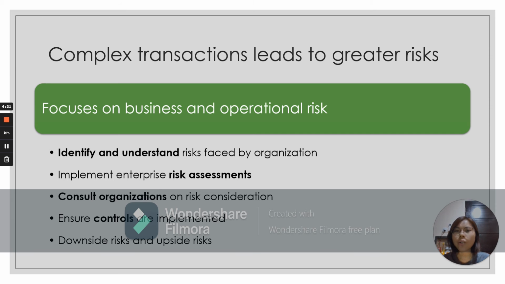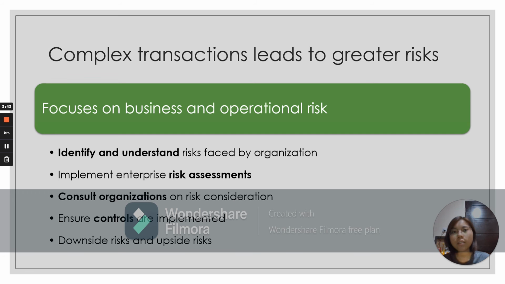So, for large organizations, complex transactions lead to greater risk. This is where the internal audit would come into the picture. They focus on business and operational risks. They identify and understand risks that are faced by the organizations. They do this by implementing enterprise risk assessments. So, by analyzing all the risks that organizations are facing, they consult the organizations on risk considerations for the organization to make better decisions. They ensure that for all the risks that organizations are facing, controls are being implemented.